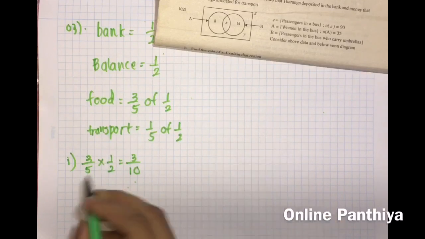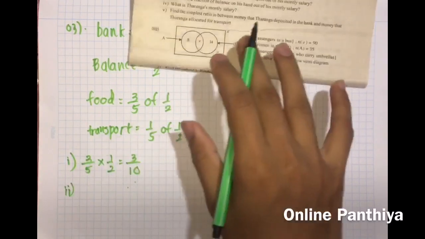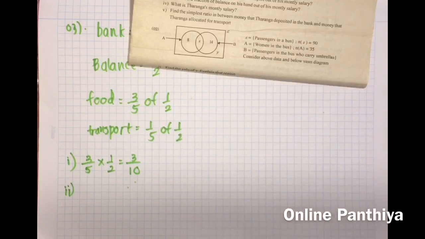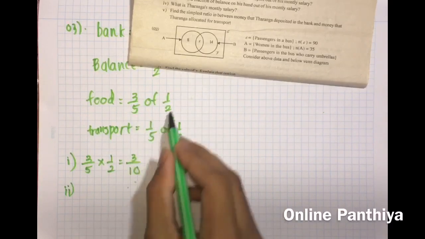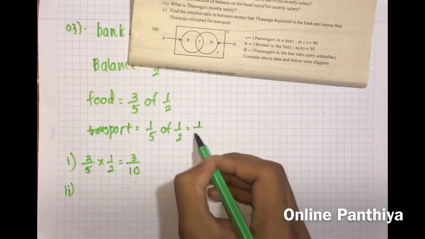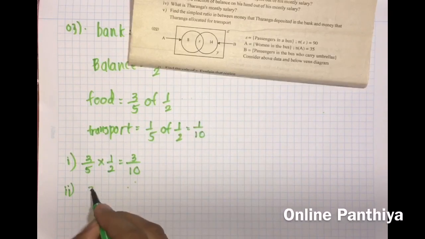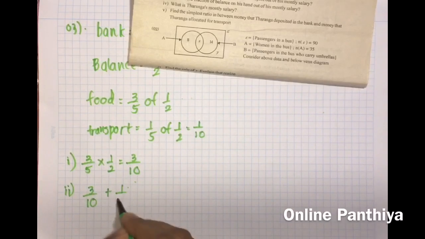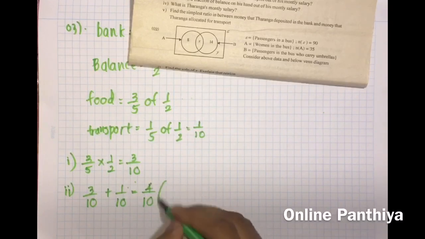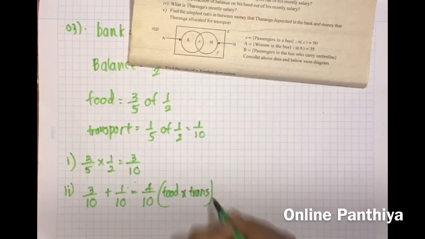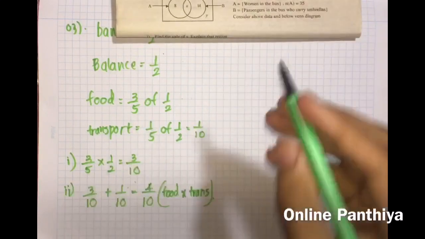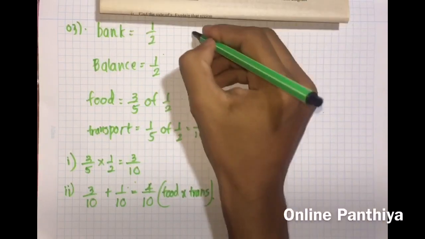And the next part, Roman number 2, they're asking what is the fraction spent for food and transport out of his monthly salary. In order to find the amount that is spent on food and transport, you have to add both of these. You know the value of this. What is the value of this? 1/10. So you have to find the addition of 3/10 plus 1/10. How much is it? It is equal to 4/10. This is the amount spent on what? Food and transport. Make it clear. Okay, so the second one is done, and let us move on to the third part.